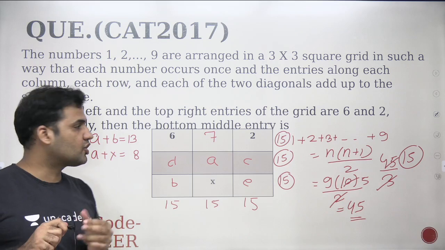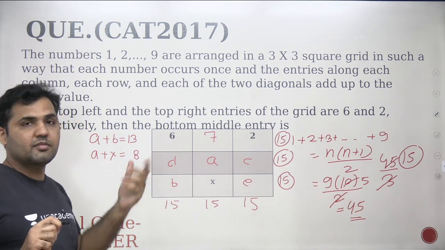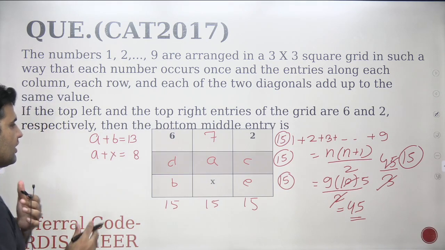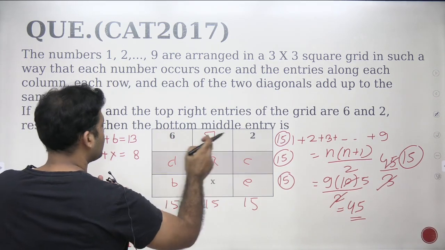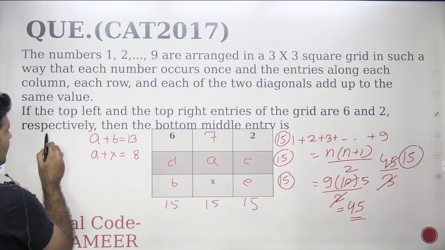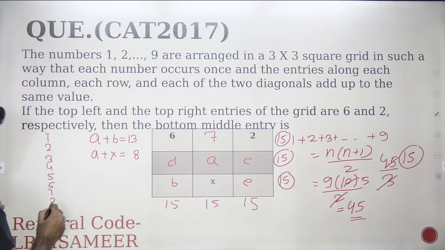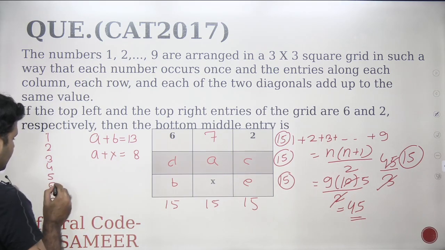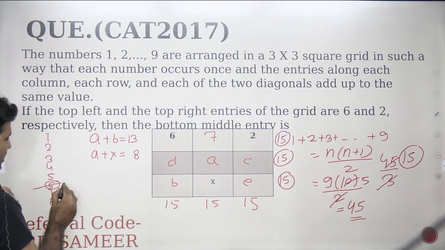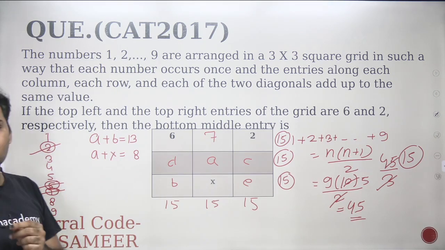Let's find out what are the combinations of two numbers which will give us the summation as 13 or the summation as equal to 8. We have already used the numbers 6, 2 and 7, so these numbers are not available to us, right? Now if I write down all the numbers, 1, 2, 3, 4, 5, 6, 7, 8 and 9. 6 has been used, it's not available to us. 7 has been used, it's not available to us. 2 has been used, it's not available to us.